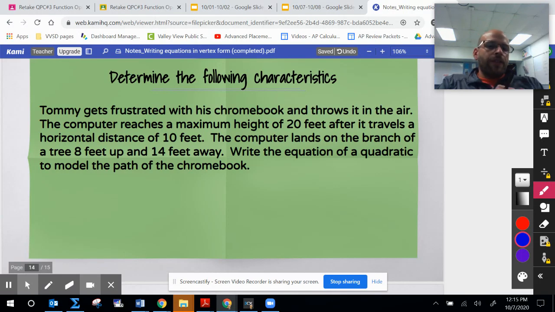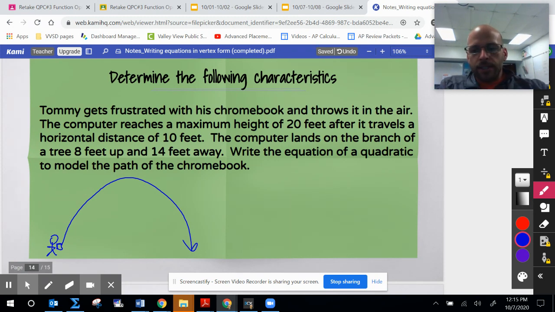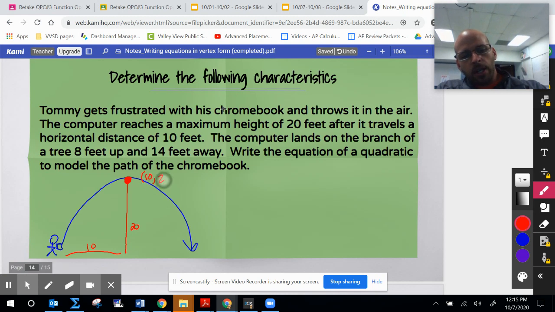So this one, Tommy gets frustrated with his Chromebook. He throws it into the air. All right, so let's draw a picture real quick. Here's Tommy. He's got his Chromebook. Okay, he gets frustrated. He throws it into the air. The computer reaches a maximum height of 20 feet after it travels a horizontal distance of 10 feet. So this point, this maximum, is my vertex. It traveled 10 feet, and at a height of 20 feet, my vertex is at 10, 20.